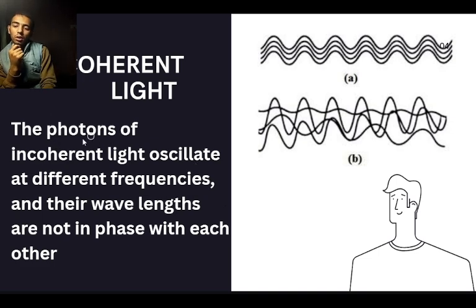In incoherent light, the photons oscillate at different frequencies and their wavelengths are not in phase with each other. For example, in this figure, you can see that the frequencies are not the same, and the wavelengths are at different phases. But this is an example of a coherent light source, where they are going simultaneously up and down, and this is a type of coherent light. So if it has the same frequency and the wavelengths are in the same phase. Okay.